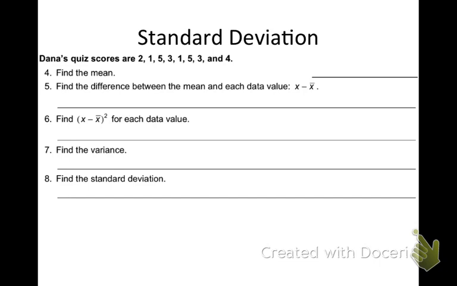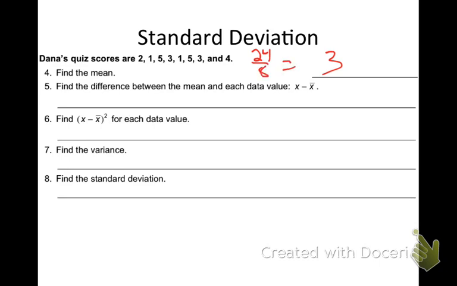So the first thing we're going to do is find the mean. We're going to take all 8 of those and add them up. So 2 plus 1 is 3, plus 5 is 8, plus 3 is 11, 14, 19, 22, 26. No, 24 I think is what we get. You add them up, you should get 24 divided by 8. The mean is 3. So you get 24 divided by 8, and you get a mean of 3.